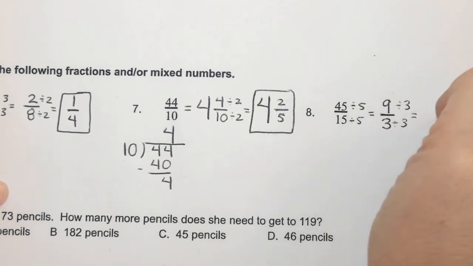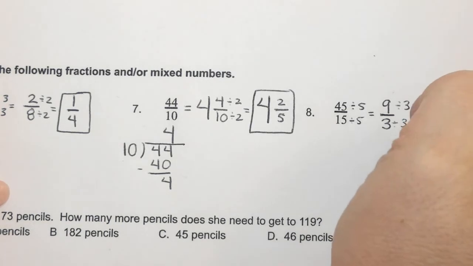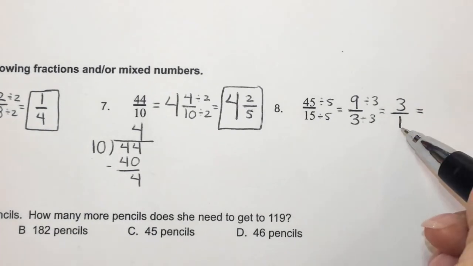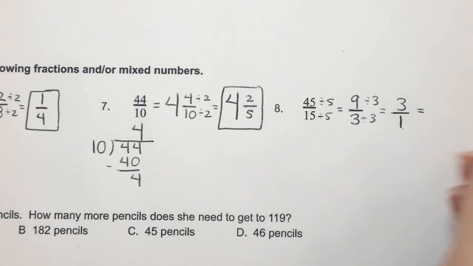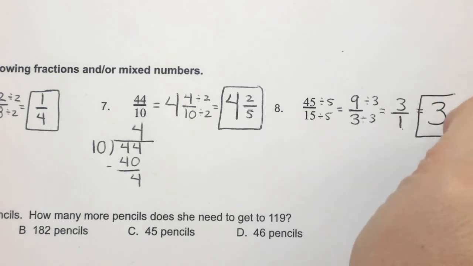So 9 divided by 3 is 3. And 3 divided by 3 is 1. Can I get any smaller than 3 and 1? No, that is it. But it's still improper. So guys, I'm going to ask you a real simple question. How many times will 1 go into 3? 3 times? Are there going to be any left over? So my answer is 3. Keegan? Did you get 3 as your answer? Then you're good to go.